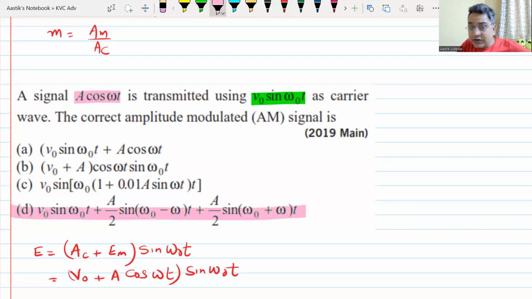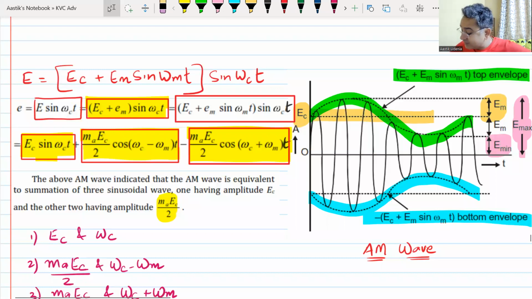Or you could straight away use the formula that this wave consists of three waves. Did I give you this formula? Yes, sir. You could have straight away used this formula and got the answer. The only problem here is that in the formula both the waves were sine waves. Here one is the sine wave and the other one is the cos wave, and that is why I have not used the formula directly. Everyone understands this? Yes, sir.